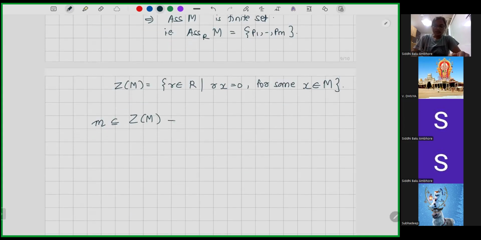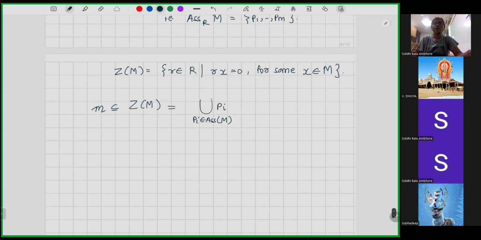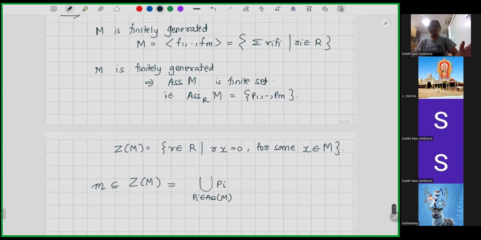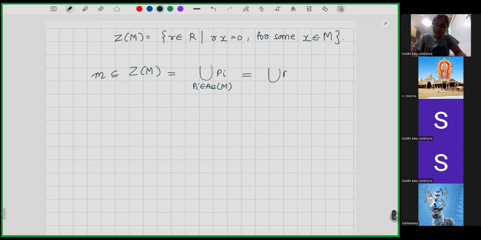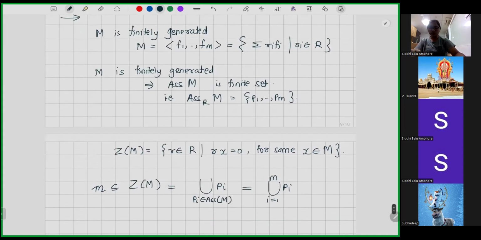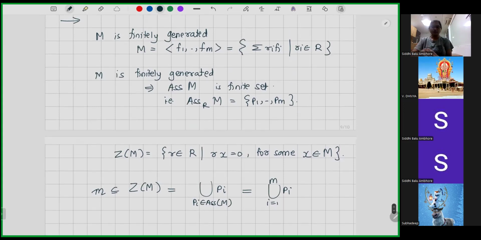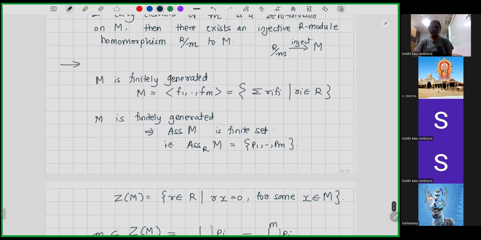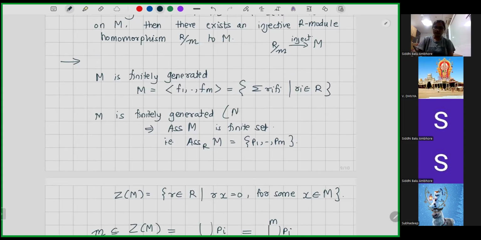Okay, and we also know that this zero divisor set is actually the union of all these pi, where pi is an associated prime of my module M. Okay, and since we know that the set of associated primes is finite, we can write this as the union of pi, i from 1 to n, because these are the only associated primes M has. Any doubts here what we did so far? So M is finitely generated over Noetherian local ring. So this happens only for Noetherian ring R.